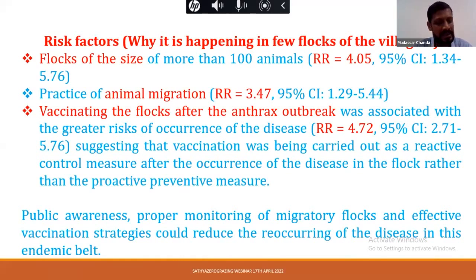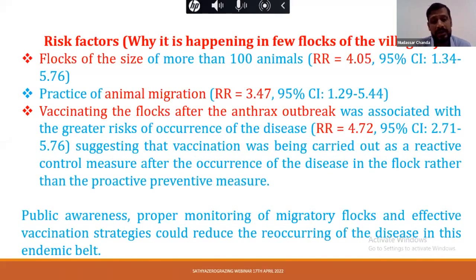And the practice of migration. Wherever flocks are migrating, the risk of disease is around 3 times more compared to animals which are stall fed or grazing locally at village level. Why? Because when animals move from one place to another, not only do they get infection from other villages, but they also spread it to other villages. This is something we need to check. Some migration is also important; it cannot be completely discontinued. We need to check these things.